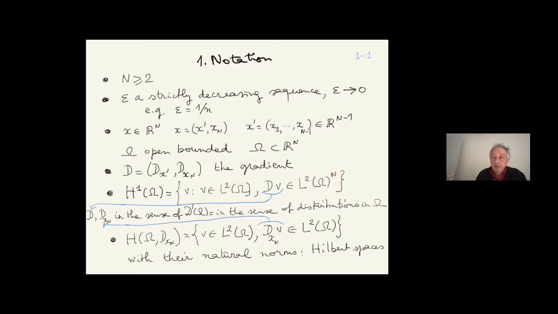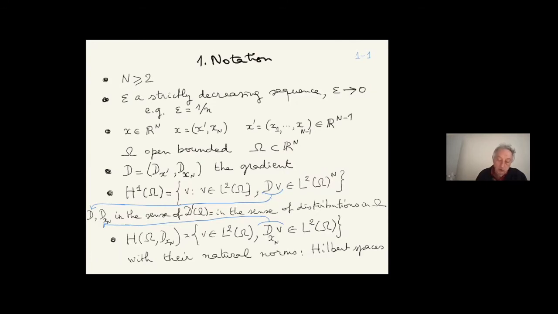So, okay, I repeat the definition. The function in L2, such that the gradient in the sense of distribution belongs to L2 of Omega to the power n. In particular, Omega is not assumed to be smooth. And there is no extension property of Omega to Rn which is assumed. And this will play a role.